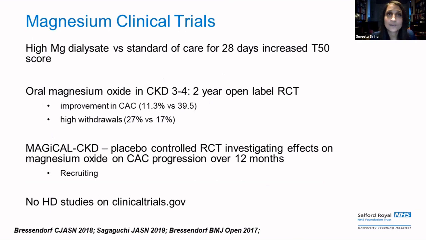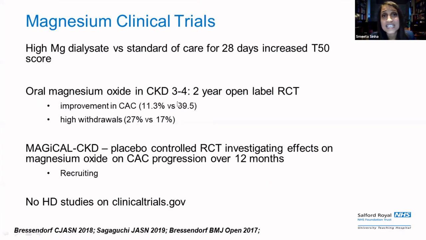So magnesium, if we're looking at that end, the prevention of hydroxyapatite progression and nucleation, magnesium is a really potent inhibitor of vascular calcification. So people have looked at the role of increasing magnesium in the dialysate just for 28 days, and that increased T50 score, suggesting that it's having a physiological effect within the blood compartment.